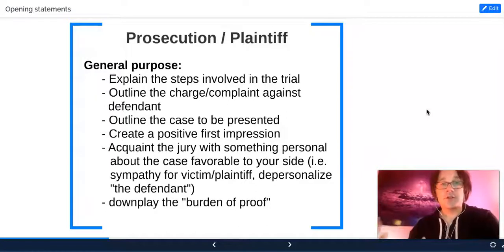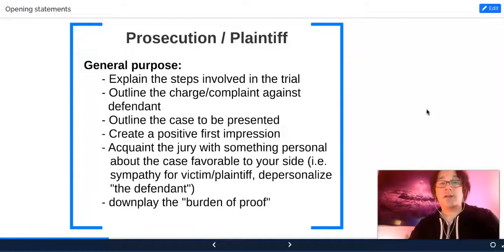So for the prosecution or the plaintiff, the general purpose is to explain the steps that are involved in the trial. So inform the jury, this is what's going to happen. You're going to hear from this person. Then the defense is going to ask this person questions. And then you're going to hear from this next person. And when all of our witnesses are questioned, then the defense is going to call their witnesses, so on and so forth. So explain the different steps that are involved in the trial.